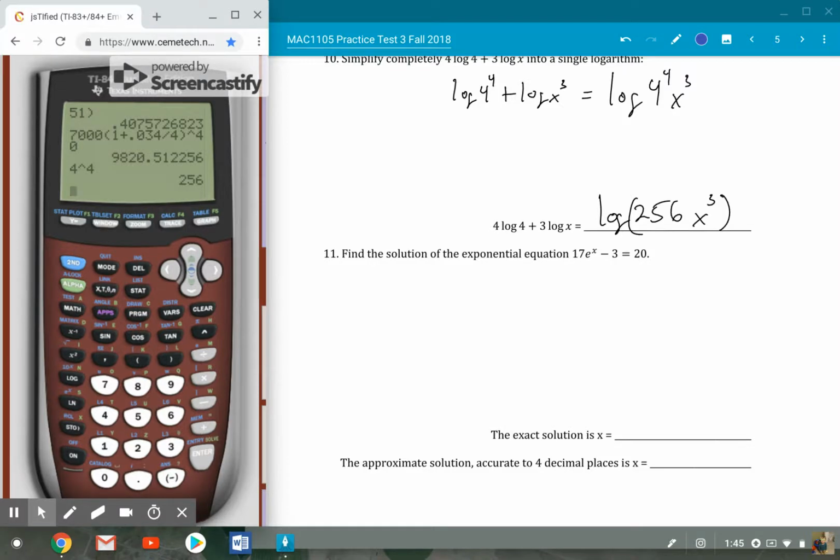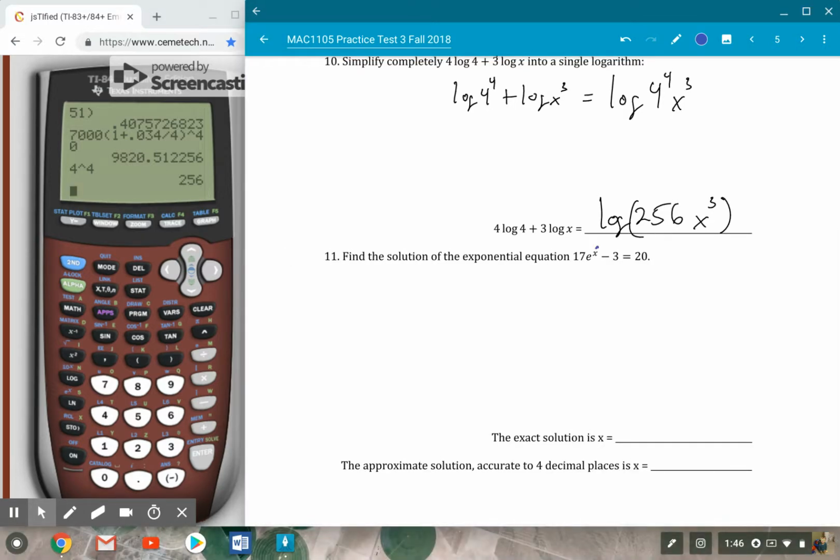Moving to number 11 here in our test review. Find the solution of this exponential equation, 17 e to the x minus 3 equals 20. I want to give the exact solution and an approximate solution accurate to 4 decimal places. My goal here is to isolate this x, to get it all by itself.